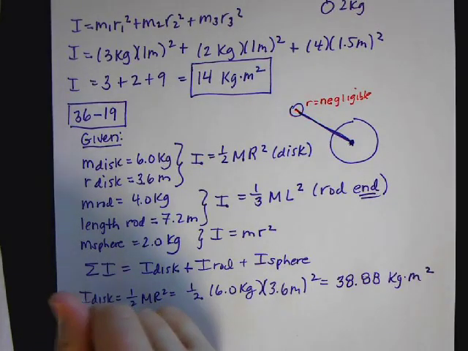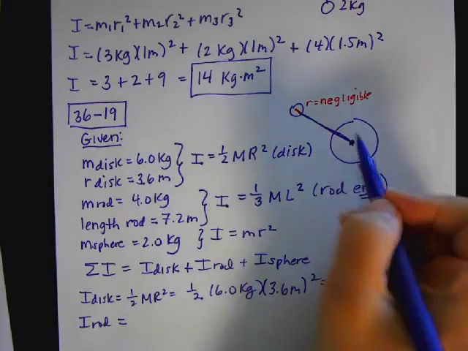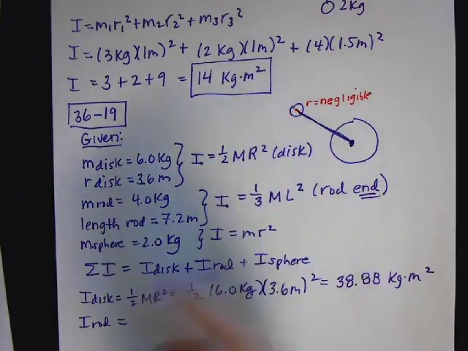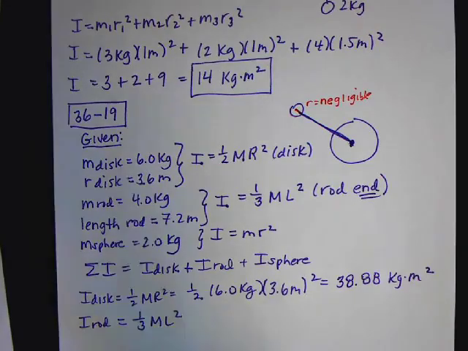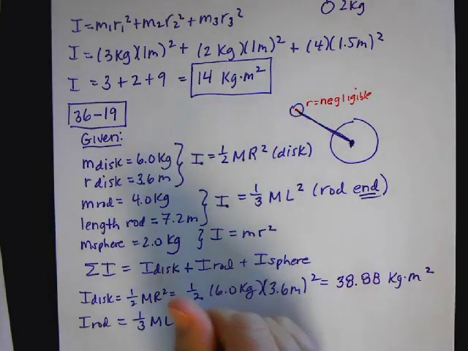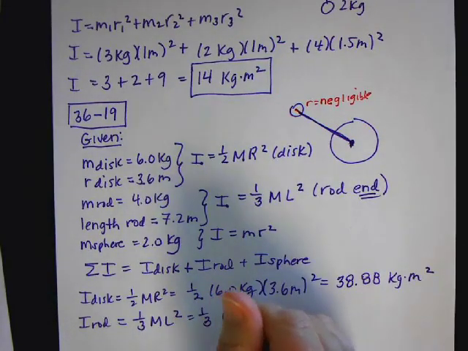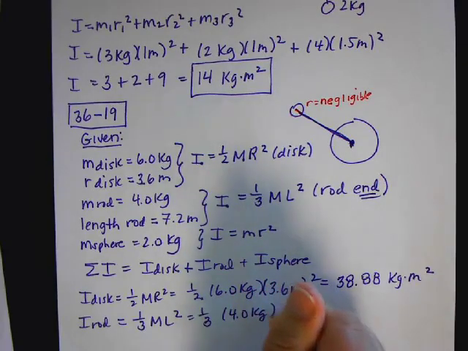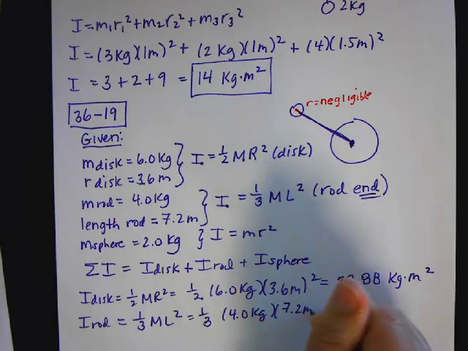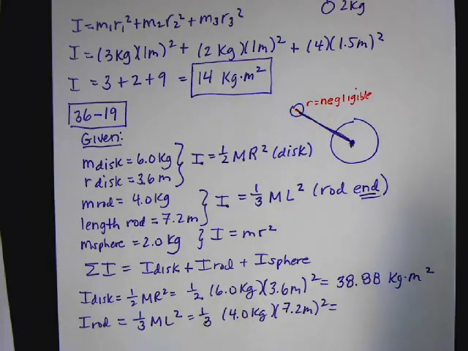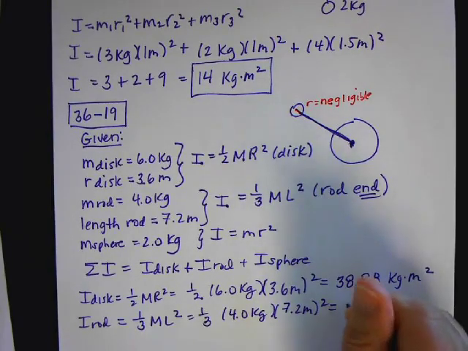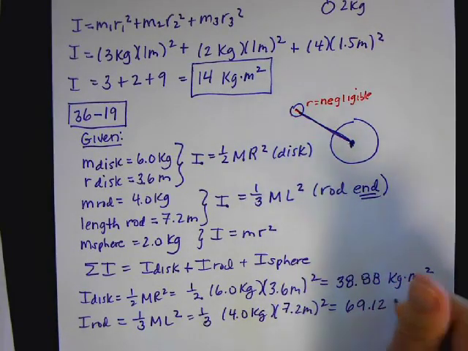So the moment of inertia of the rod, remember it's at an end, so for the rod I'm doing 1/3 ml squared. Now remember, here's the rod, so it's going to be 1/3, 4 kilograms, times 7.2 meters squared. So when you do the math, this comes out to be 69.12 kilogram meter squared.